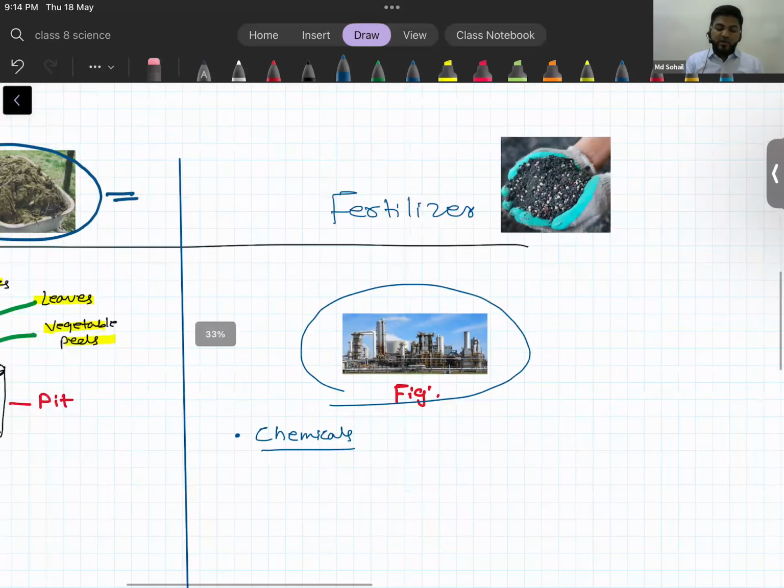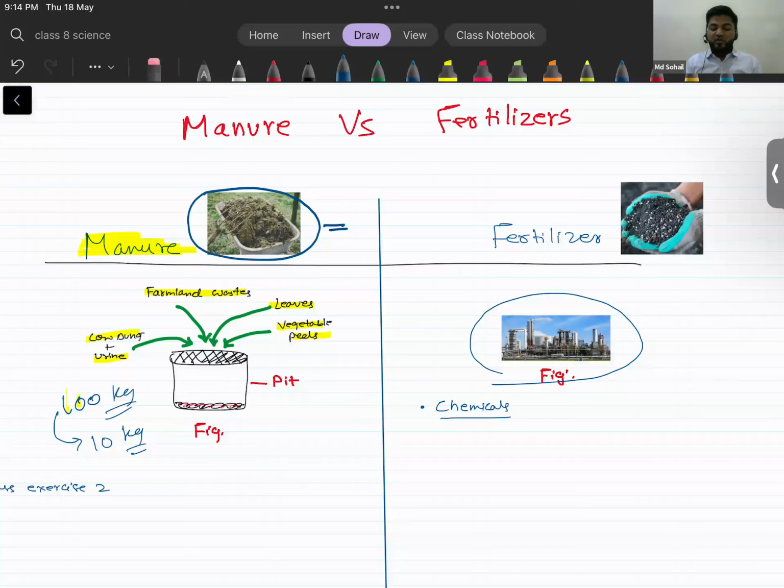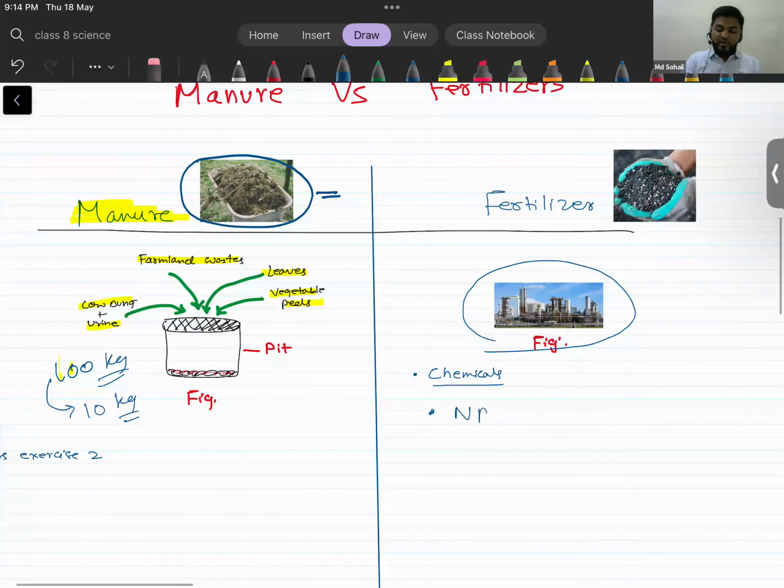And to prepare manure, as you just saw, a bulk amount of waste is required, while to create fertilizer we do not require a bulk amount of waste. We simply require certain chemicals and it will be produced. Some examples of fertilizers are NPK fertilizers.